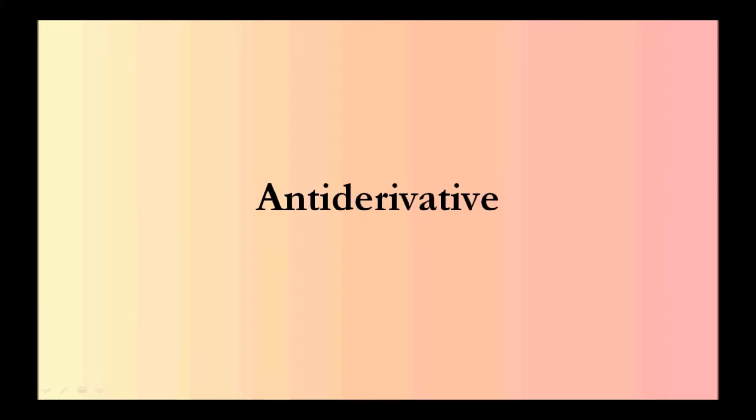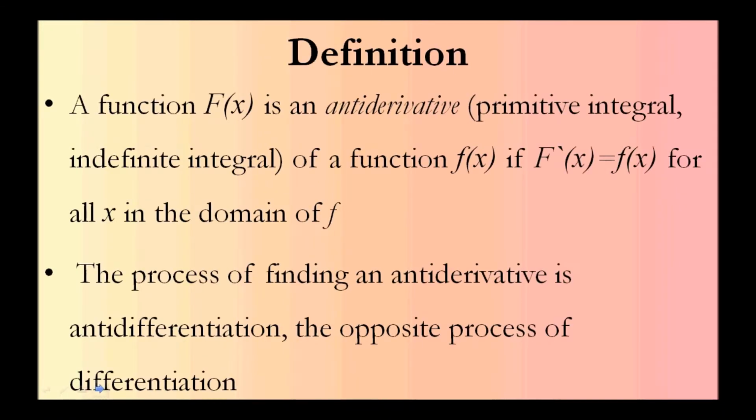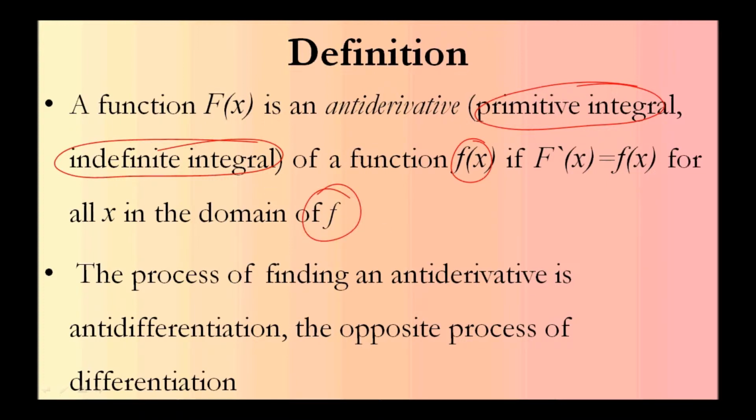The antiderivative. A function big F of x is an antiderivative, also known as a primitive integral, or most commonly an indefinite integral, of a function f of x if big F prime of x is equal to f of x for all x in the domain of f. The process of finding an antiderivative is antidifferentiation, the opposite or inverse process of differentiation.